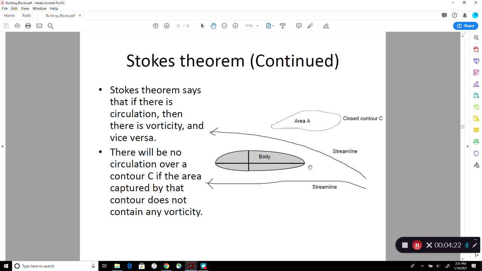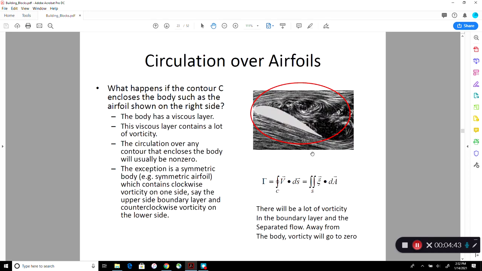But the picture changes if you draw a contour integral surrounding the body, because the body has vorticity in the boundary layer. They produce a non-zero contribution. So in general, circulation surrounding a solid geometry is non-zero. It's not 0.